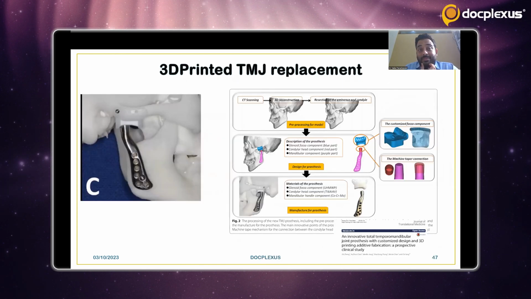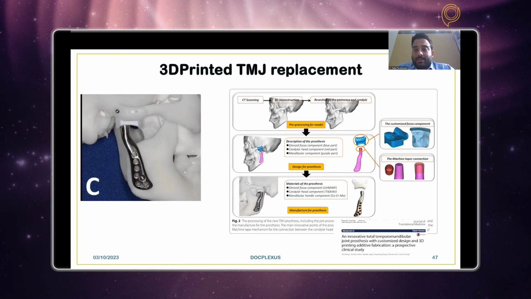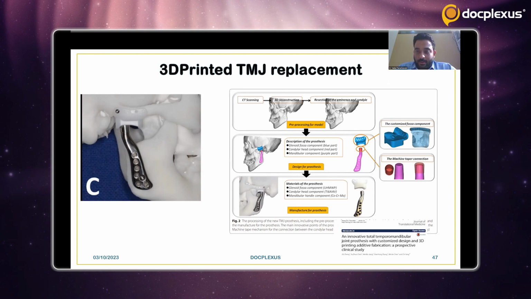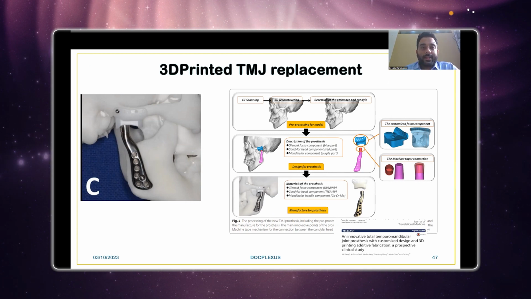3D printing in TMJ replacement is also good. There are basically two types of prosthesis for TMJ replacement. One is the stock prosthesis, as well as there is a customized joint. This paper discussed 3D printed prosthesis in Chinese patients, and because it is patient specific, and the area of surgical site is very small, it has certain advantages in TMJ replacement.